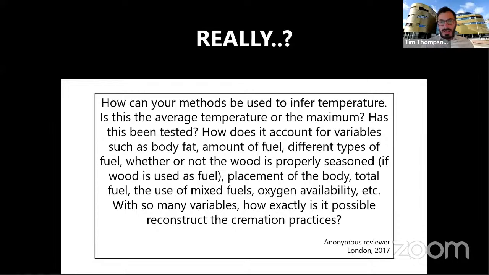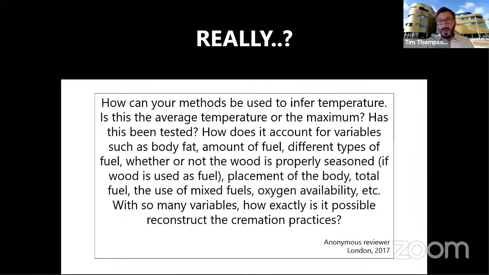There was a questioning of the methods that we were using, questioning whether or not we can get information out of burnt bone. And, you know, again, really just continuing that idea from the 1930s that burnt bone doesn't tell you anything. Now, this is all wrong.